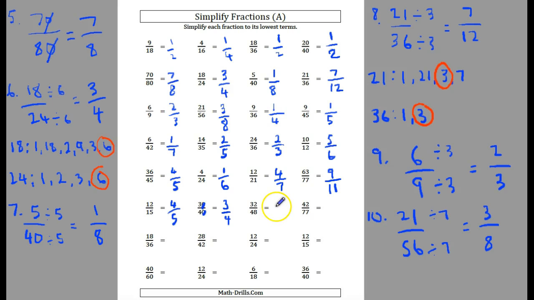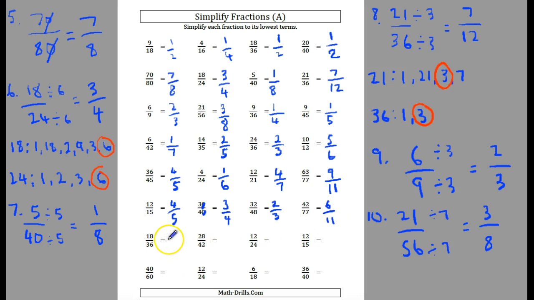32 and 48. Okay, let me just think. 8. So 8 into 32. I think we can get 16. Yeah, so 16 goes into 32 twice and 48 3 times. Okay, so this one here is a little bit harder because you might have not realized that 16 was the highest common factor. 42 and 77, so 7, so we have 6 over 11.